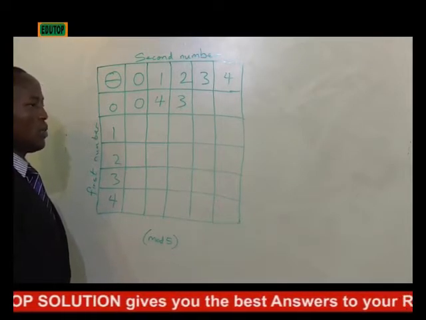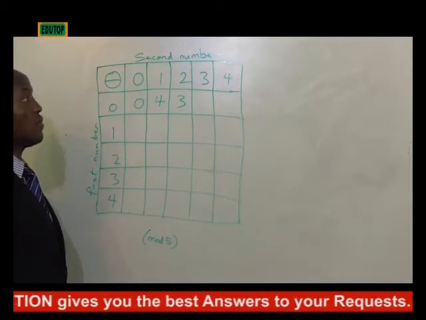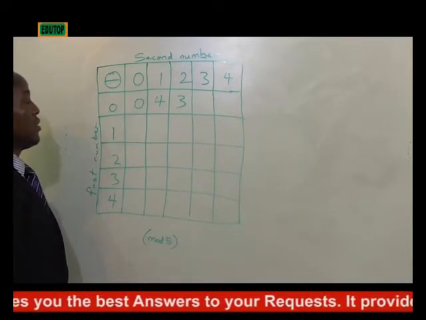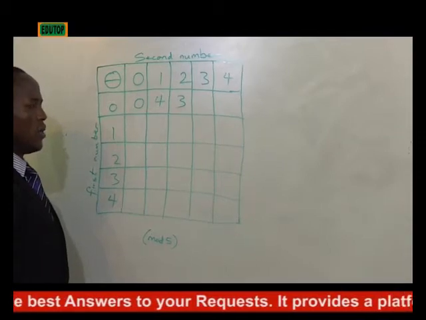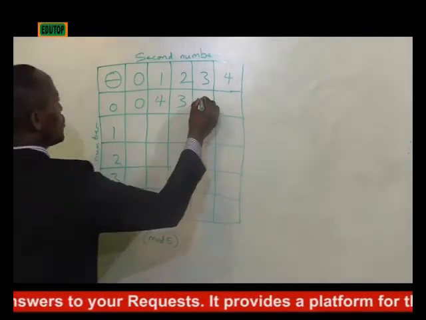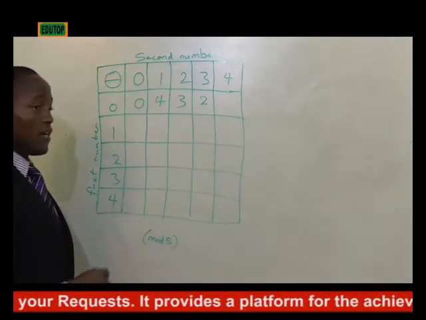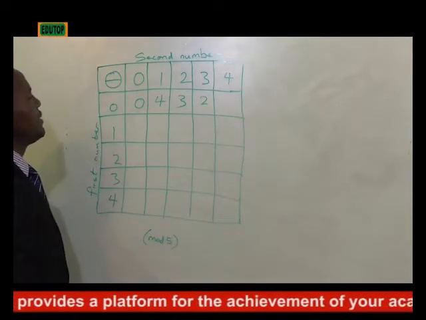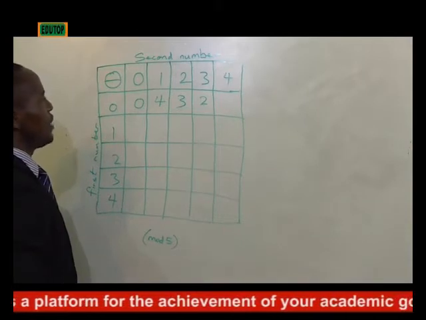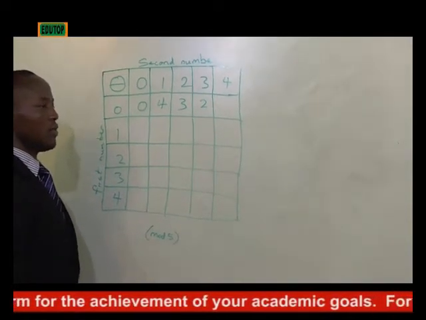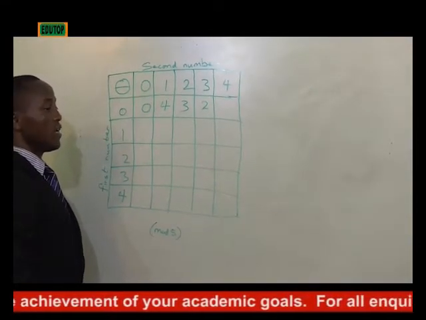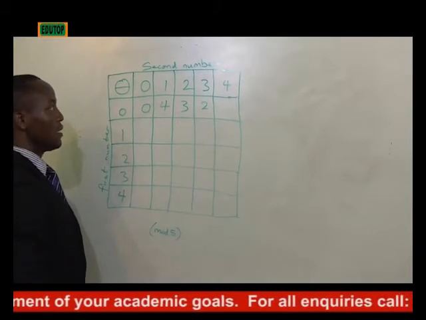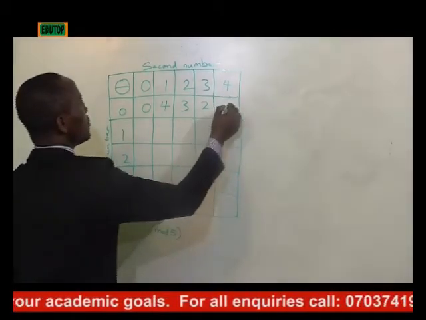What are we going to add to the multiple of 5 that will give us minus 5 to get minus 3? What we are going to add is 2. That is, minus 5 plus 2 will give us minus 3. Then 0 minus 4 is minus 4. 5 times minus 1 is minus 5, plus 1 will give us minus 4.